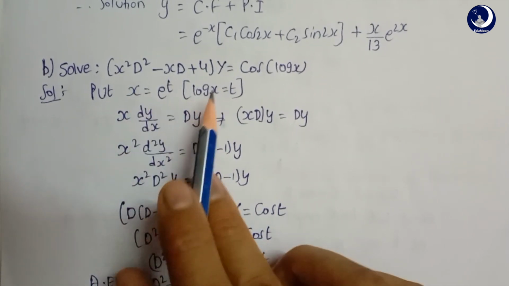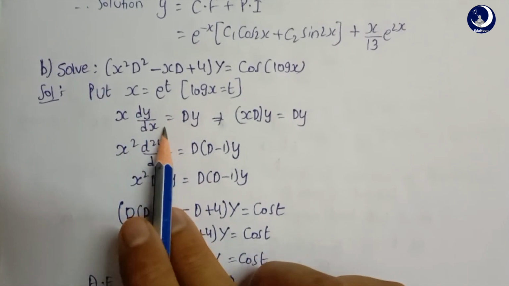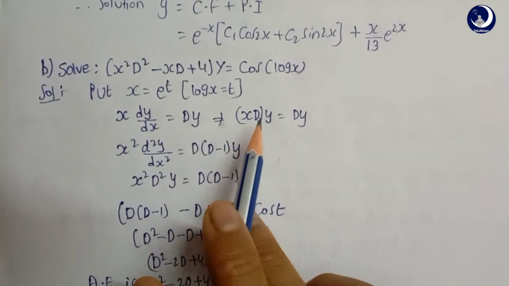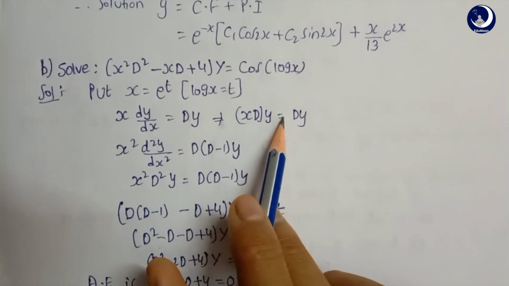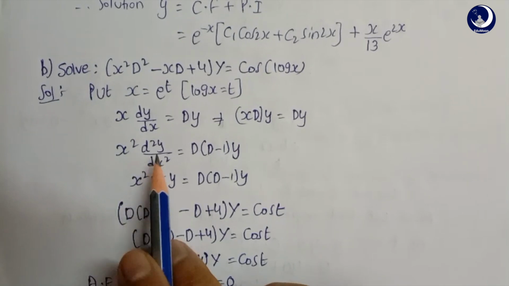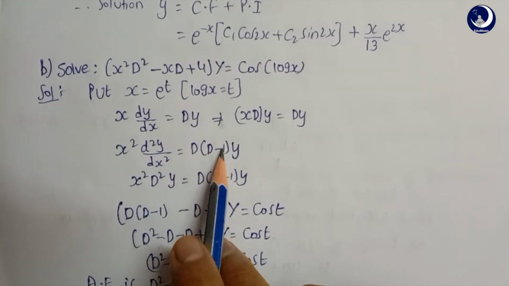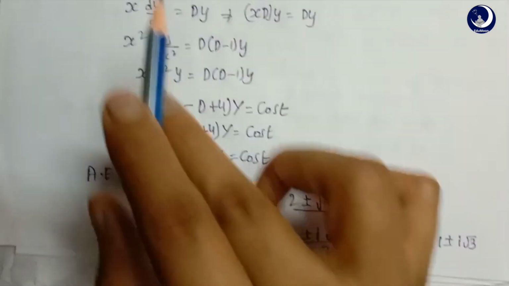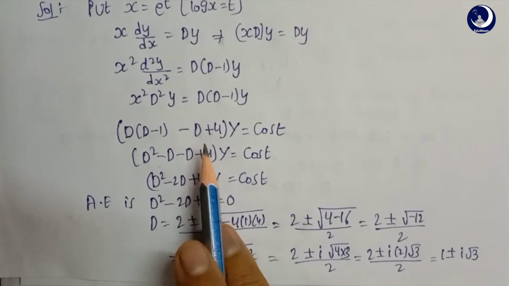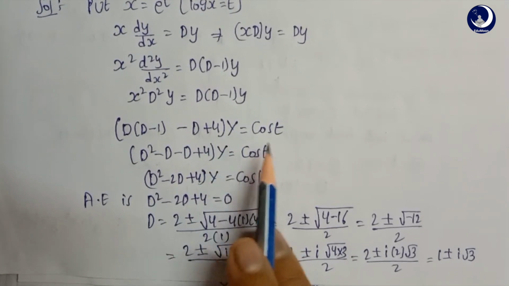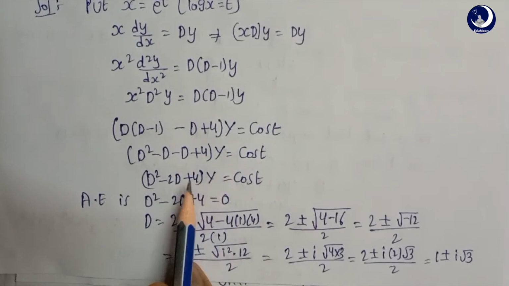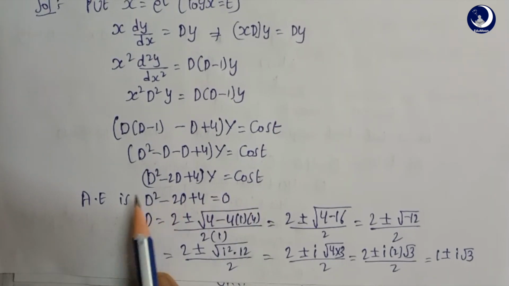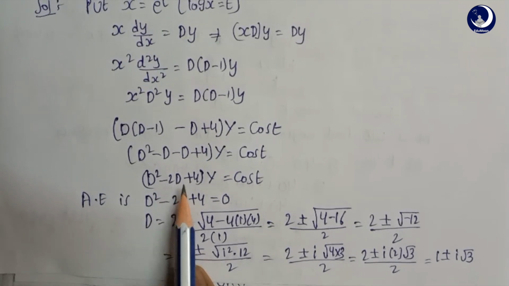When differentiating this, we got x dy by dx equal to Dy, where D means d by dx of y. So we consider xD of y equal to Dy. And x square d square by dx square means D into D minus 1 into y. By replacing these values in this function, we got D into D minus 1 minus D plus 4 into y equal to cos t. By solving this, we got the general equation D square minus 2D plus 4 into y equal to cos t. Now I took the auxiliary equation, which was D square minus 2D plus 4 equal to 0.